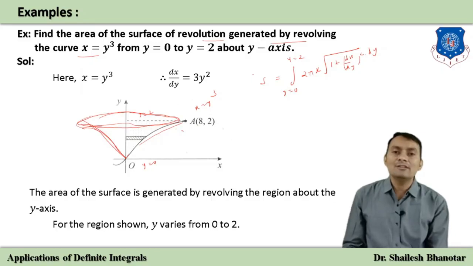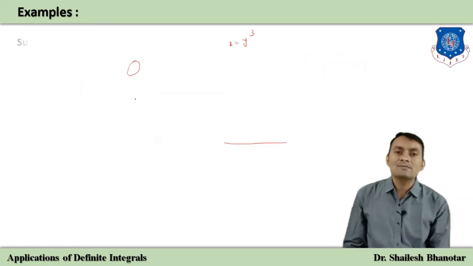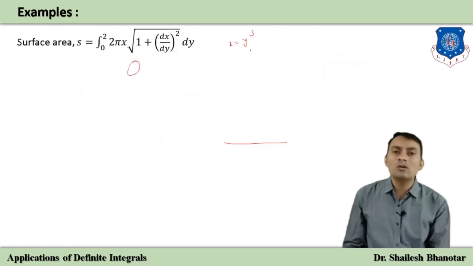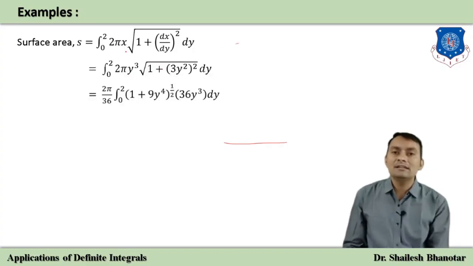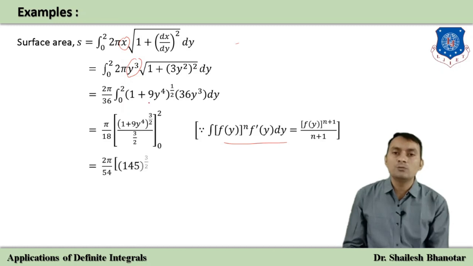But x equals y raised to cube is given, so we will change that, and dx by dy you can also determine from this. So when I substitute all these values, I get the formula. I'm just putting in all these values. x is replaced by y cubed, and dx by dy is nothing but 3y squared, raised to power 2. After simplifying, we get 1 plus 9y raised to power 4, all raised to 1 by 2, and then 2 pi. 2 pi is the constant quantity, but I am interested in this formula.